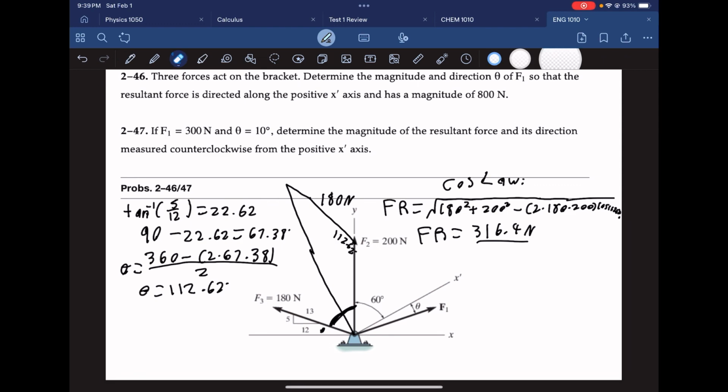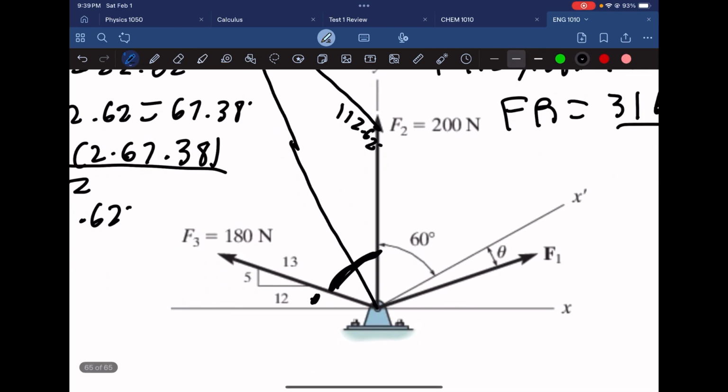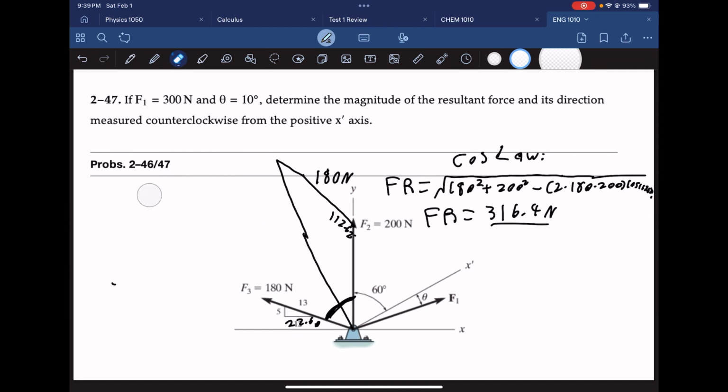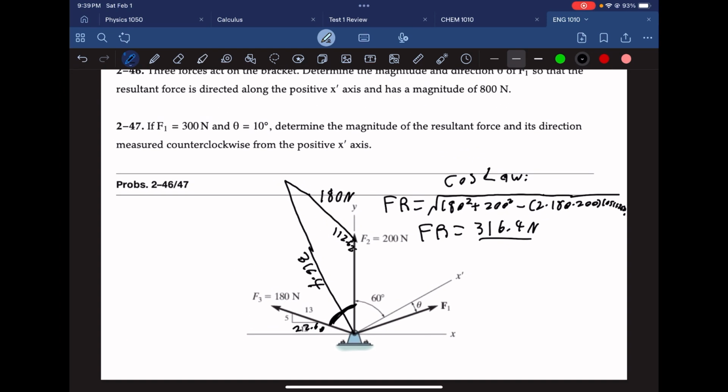So I'm going to erase all this and write all my values, and let's get on to the next step. So now we know this is 316.4. What we are going to do here is solve for this angle right there, add it to this, then bring it down here. We know this is 60, we know this whole thing is 90, so this is 30. So I add this angle to 30, and then we do the same thing we did in the last one to solve for this, and we already have our resultant here.